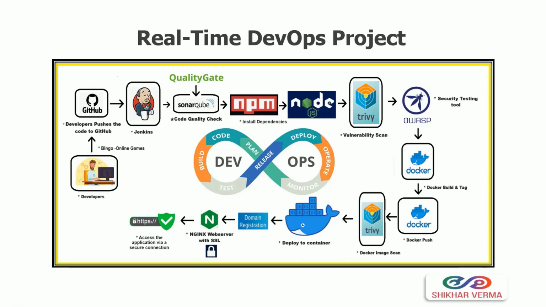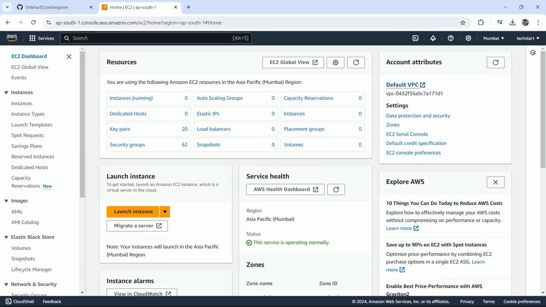Hi, in this lecture I will do the setup of VMs for Jenkins server, SonarQube server and different security tools that you can see in this PPT. So let me log into my AWS management console, and here I am going to launch two VMs.